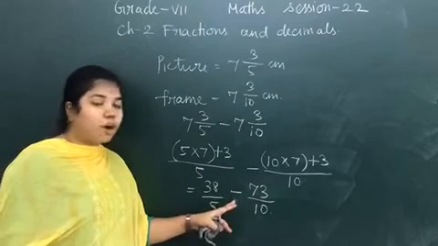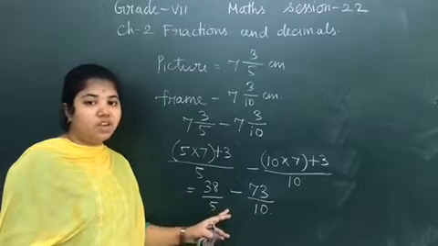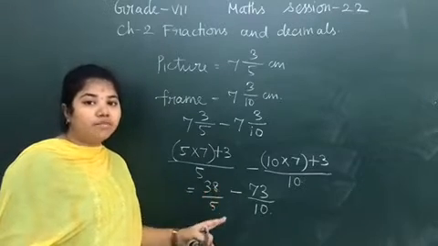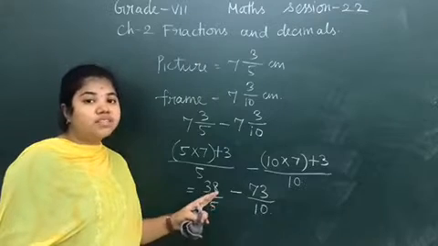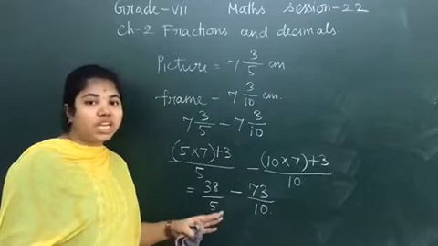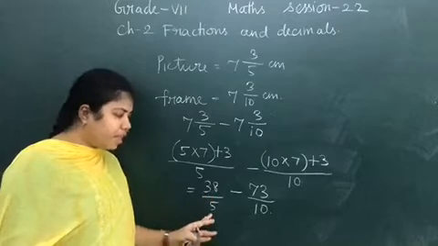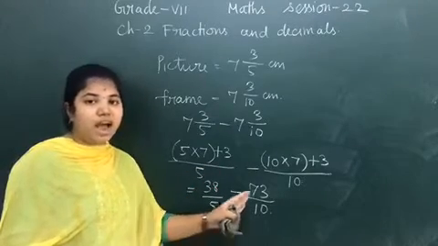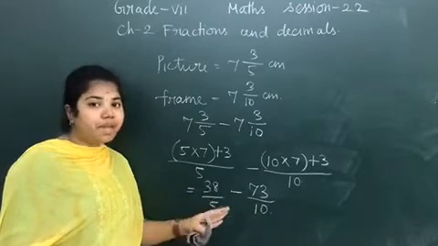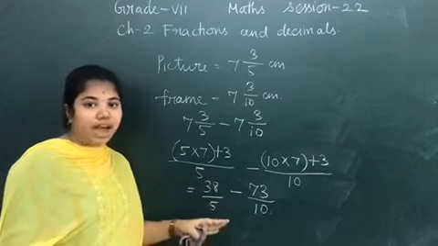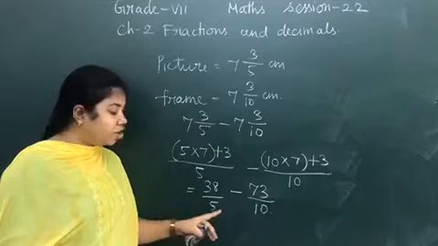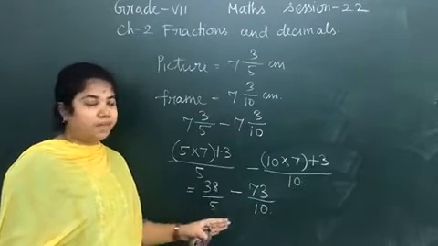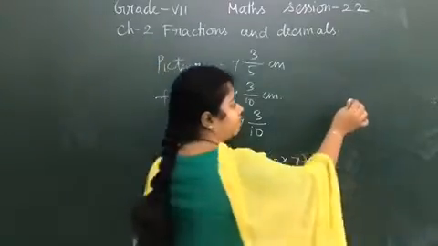Now see the basic operation in between the two fractions. What is it? It is subtraction. If it is subtraction, what I have to do? I have to check the denominators. If my denominators are same, I can subtract the numerators and bring the answer. If my denominators are different, I have to take LCM. My denominators are 5 and 10. So I have to take LCM of 5 and 10.